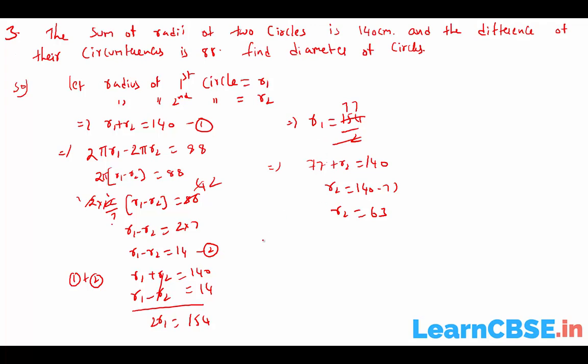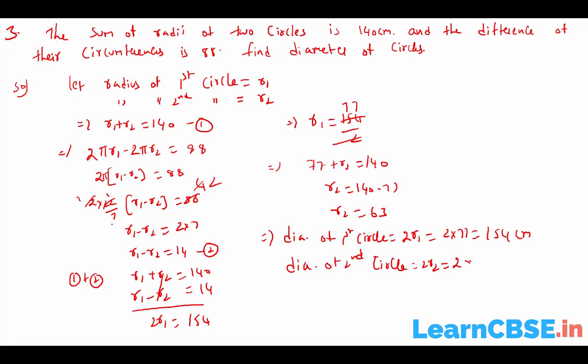Now diameter of first circle equals to 2r1, that means 2 into 77, which gives 154 centimeters. The diameter of second circle equals to 2r2, that means 2 into 63, it gives 126 centimeters. Last problem in this session.